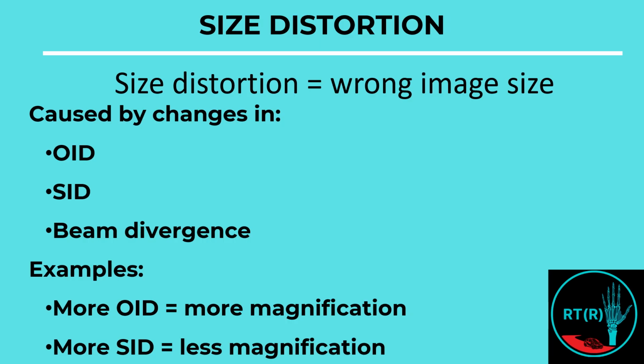Size distortion equals wrong image size, caused by changes in the OID, the SID, and the beam divergence. Examples would be more OID equals more magnification, more SID equals less magnification. Size distortion means that the anatomy is represented larger or smaller than it really is. OID and SID are the major causes. If OID increases, magnification increases. If SID increases, magnification decreases. Many ARRT questions are really testing size distortion even if they do not use that exact phrase.